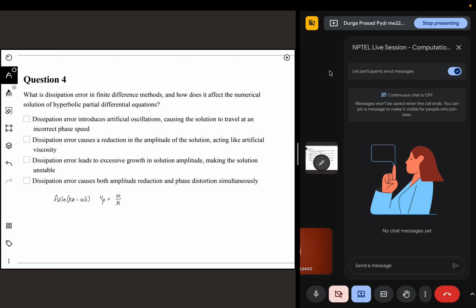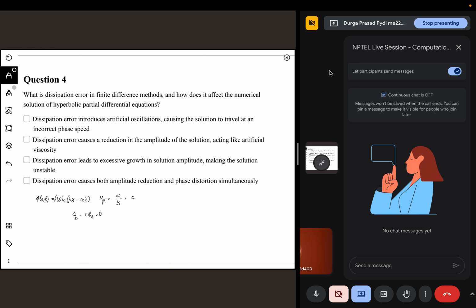So what this is saying is the dissipation error gives some artificial oscillations, so that the solution that you see will actually have incorrect phase speed. Ideally, we would want this to be equal to c. For example, if I'm solving phi t minus c phi x equals 0, then I would expect the phase speed to be equal to c. But because of the way that I've discretized the problem, it will change the value of omega by k to a different value other than c. So that is the first option.